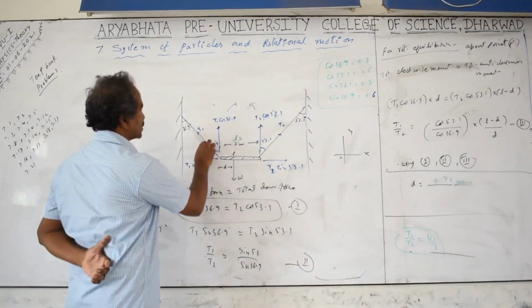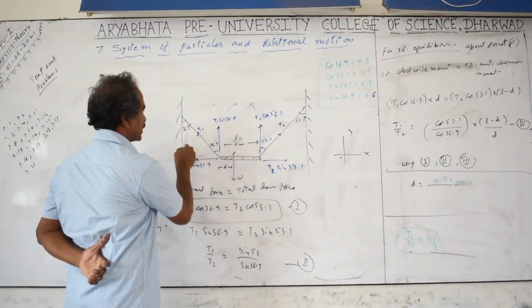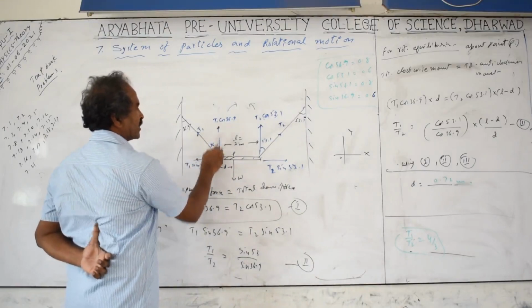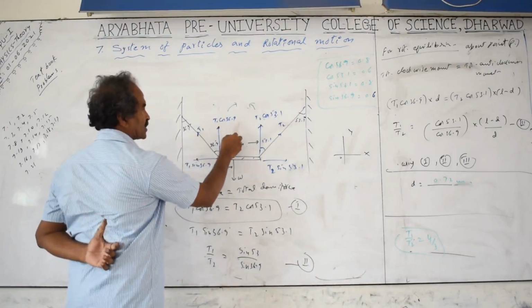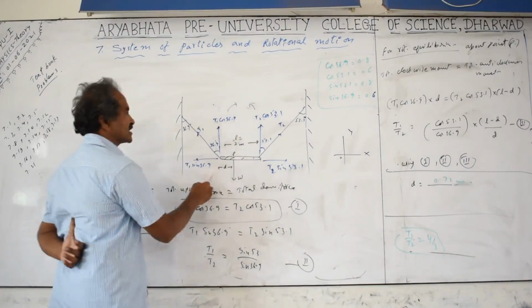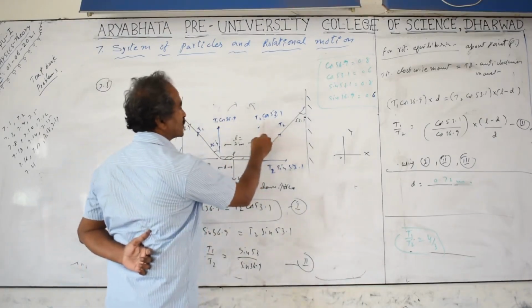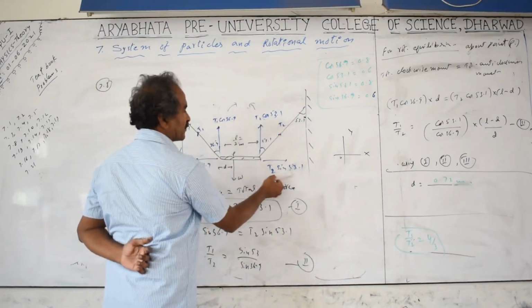So this tension is resolved into components, a vertical component and a horizontal component. These angles are equal. For the vertical component, the known angle side is cos, so you take T1 cos 36.9 and T1 sin 36.9. Similarly, T2 is also resolved into components, T2 cos 53.1 and T2 sin 53.1.